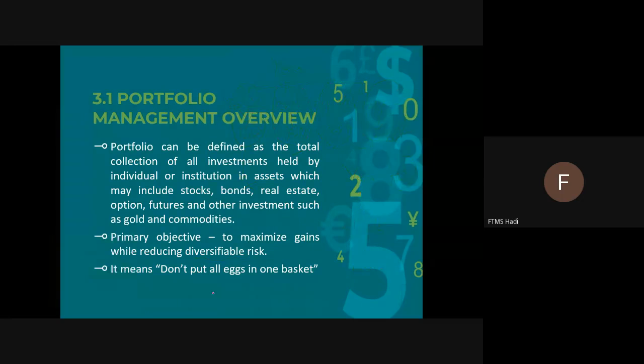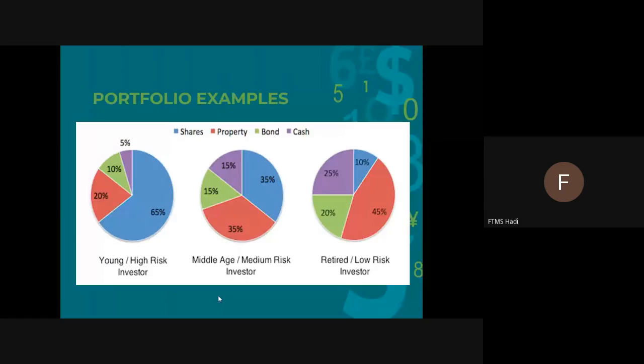So that is what portfolio management means. All right, these are the portfolio examples. We are referring to these three categories. Just an example, not a real example, just illustration only. Let's say this one is a young and high risk investor, then this one is middle age, between your 30s or 40s, and then retired, which is old people. As you can see, they hold four types of investment.